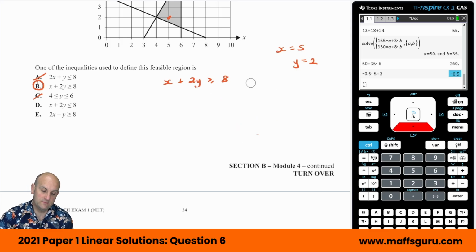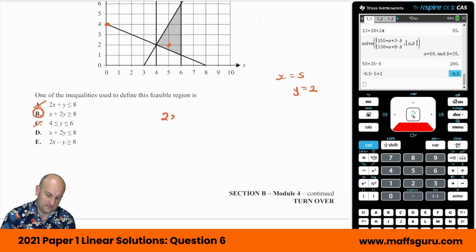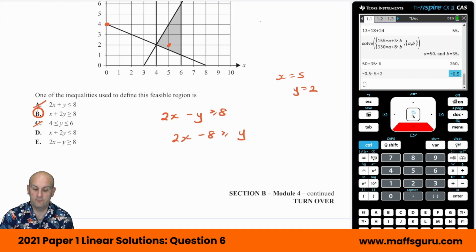All right, happy with that? I'm just going to check E. The reason being is D and B are the same equation, but the inequality is flipped. So let's just have a look here at 2x minus y is greater than or equal to 8. So that's going to give me 2x minus 8 is greater than or equal to y. I've just swapped those around. And again, that can't be true because I don't have an intercept of negative 8. So it can't be that one.